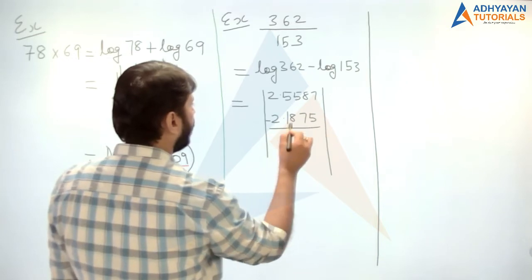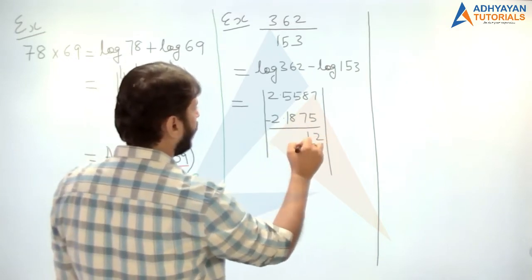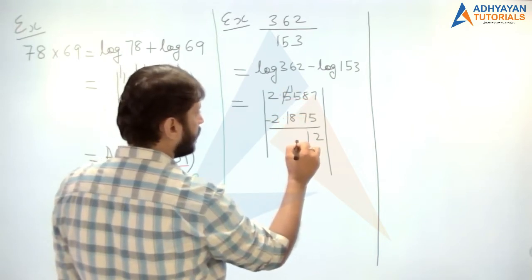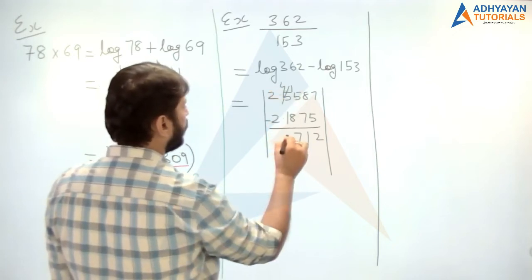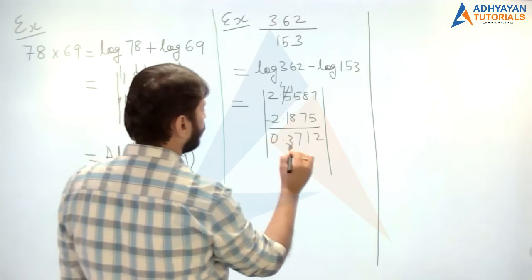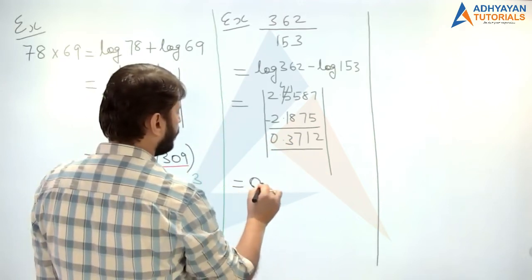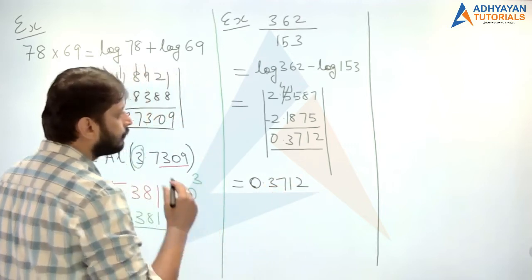Now when I subtract them, 7 minus 5, 2. 8 minus 7, 1. 15 minus 8, 7. Alright. Then this is 4 here. 4 minus 1 is 3. And 0.2 minus 2 is 0. So 0.3712.